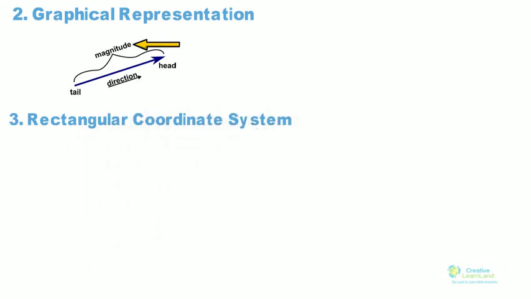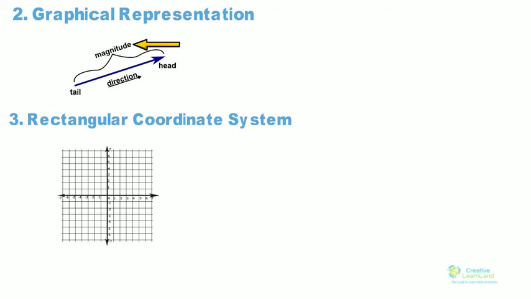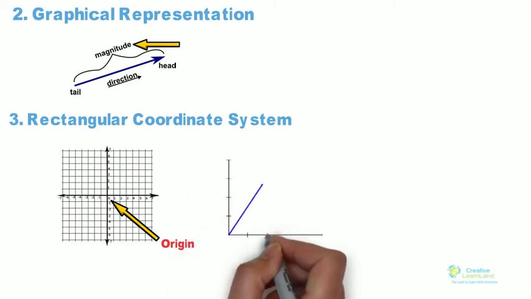Number 3. Rectangular coordinate system. Let's first learn what a rectangular coordinate system is. In a rectangular coordinate system, two lines are drawn perpendicular to each other. Their point of intersection is called the origin. Let's take the example provided here.